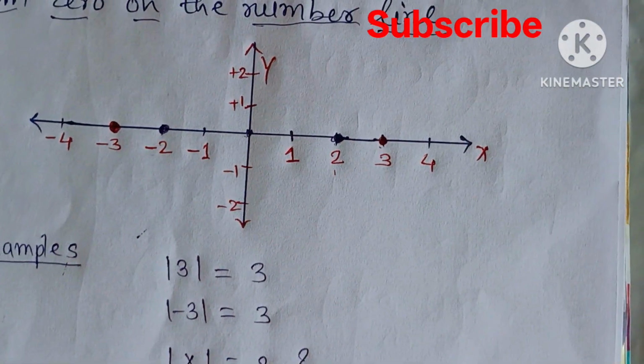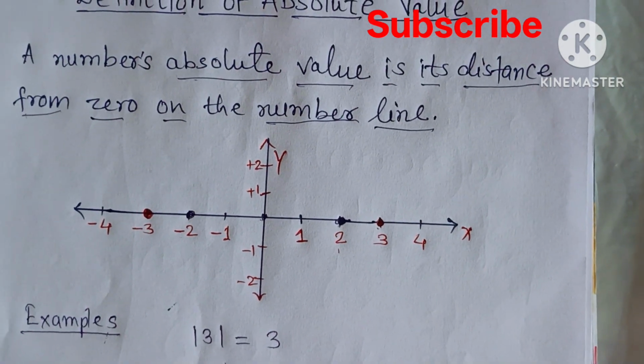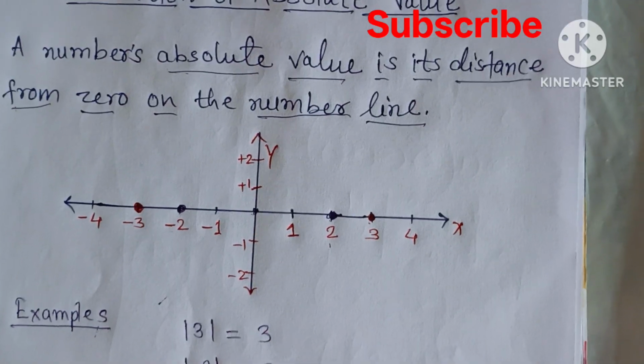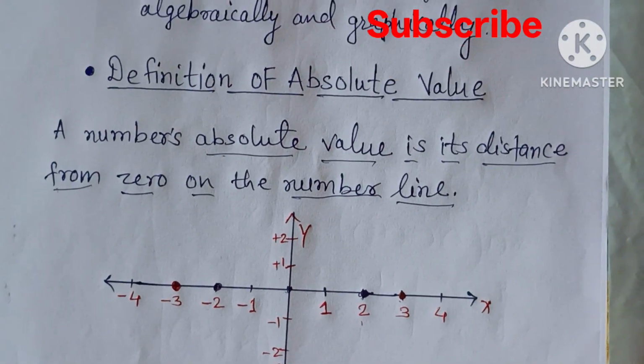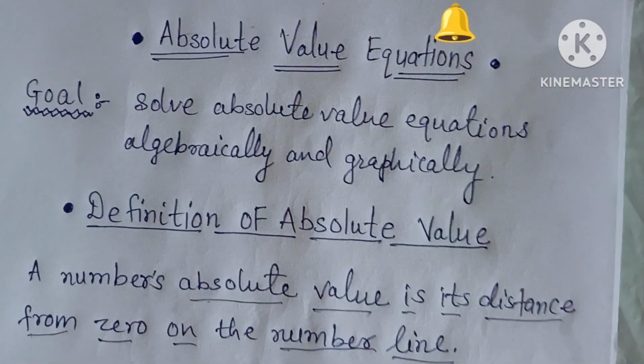Now see here the definition of absolute value. A number's absolute value is its distance from 0 on the number line, but distance should not be negative. So in this way we have seen absolute value equations.